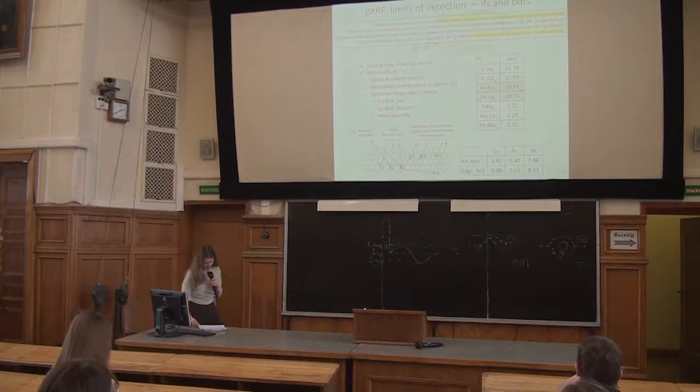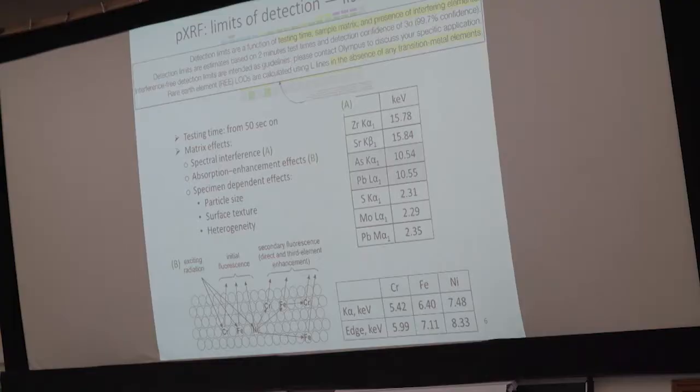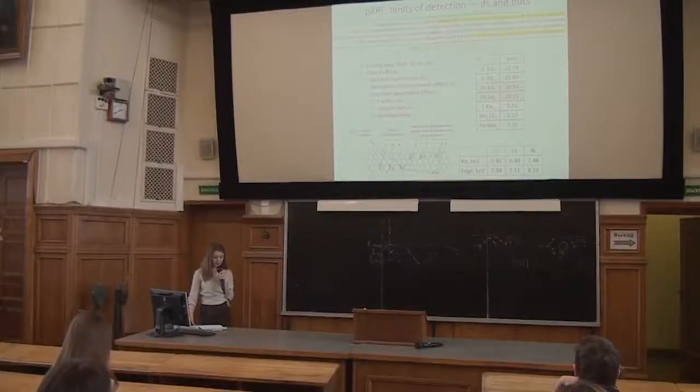Quote unquote, detection limits are a function of testing time, sample matrix, and presence of interfering elements. So, the longer the testing time, the better the reliability of a measurement. Optimal time is from 50 seconds on. There are several matrix effects. One of them is the spectral interference.